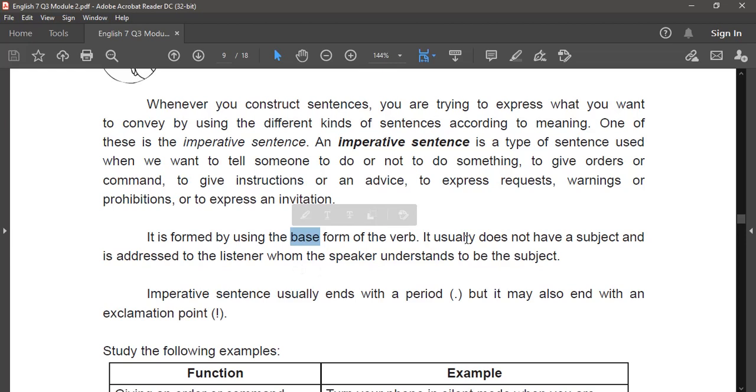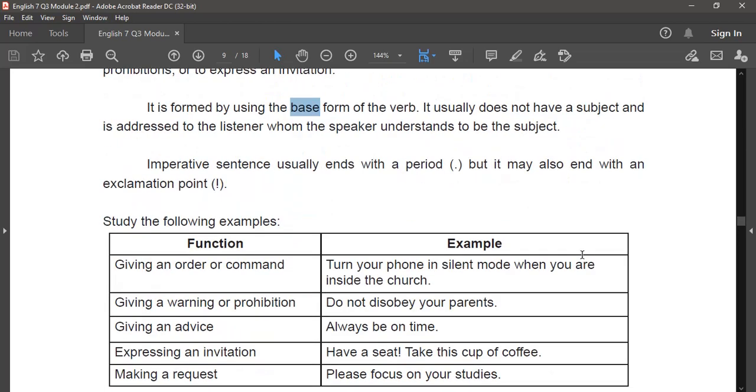Next, it usually does not have a subject and is addressed to the listener whom the speaker understands to be the subject. So, for example, you are the speaker. You are just talking to someone. That's the reason why the one that you are talking to is considered the subject. In this imperative sentence, we will be using a period, but sometimes we can use an exclamation point.